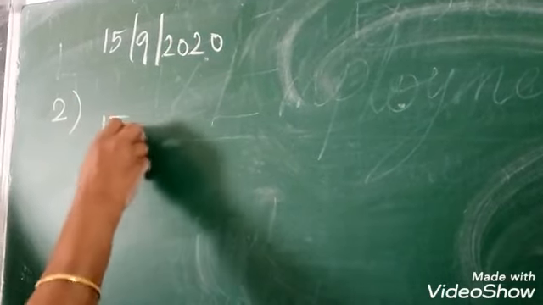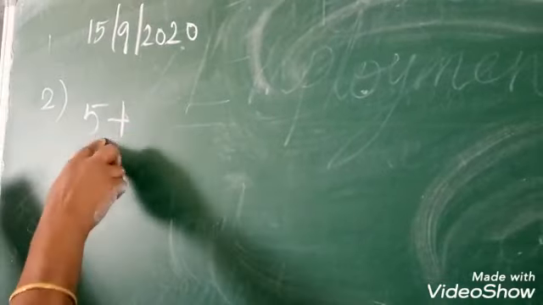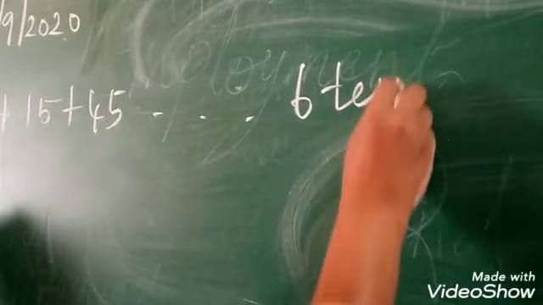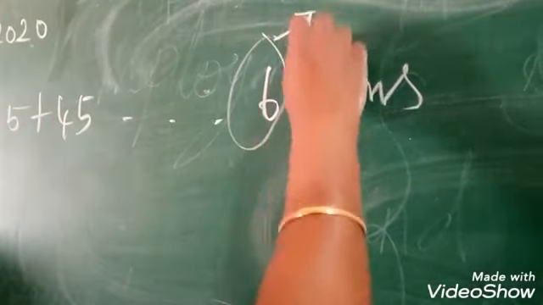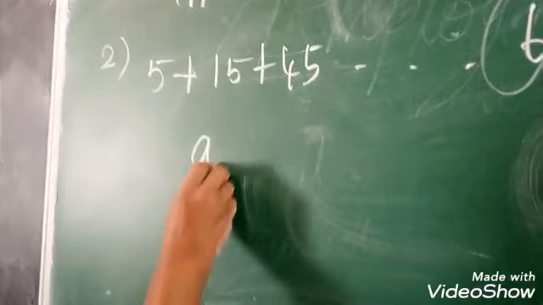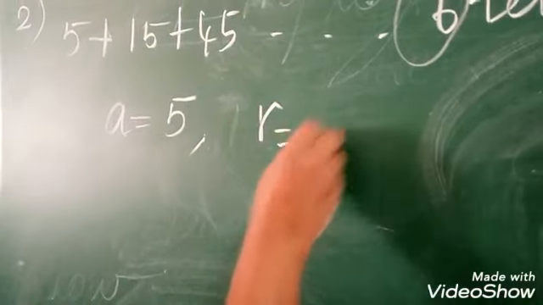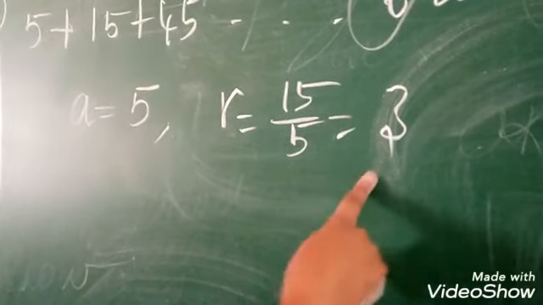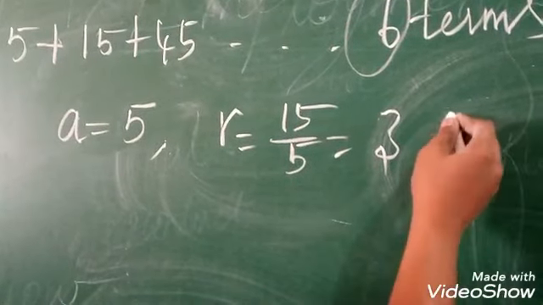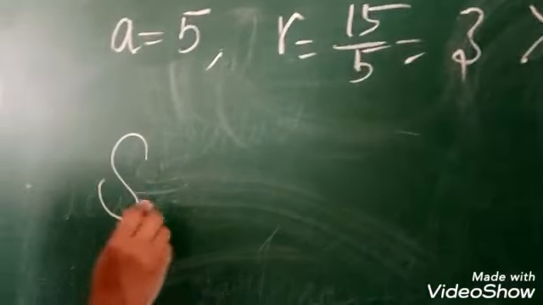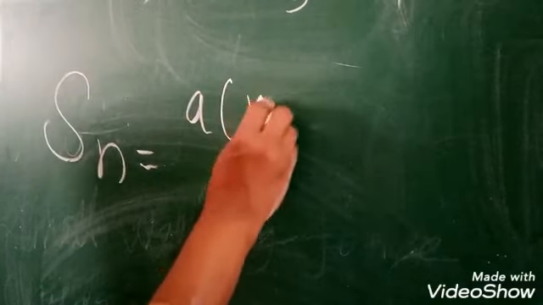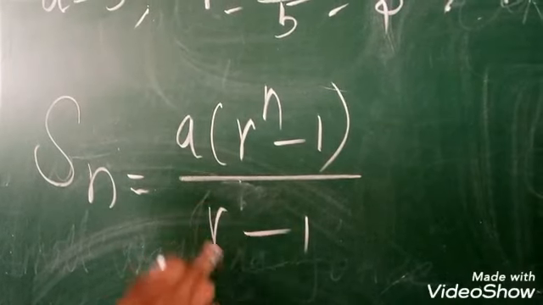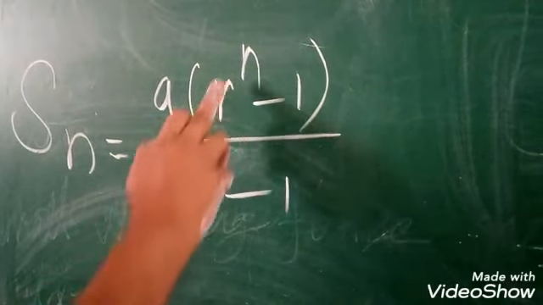Second sum: find the sum of the first 6 terms of the GP 5 plus 15 plus 45 up to 6 terms. Here the number of terms is given, so this is considered as n. From the series you have to take A, then R, second term divided by first term. If you divide, you will get 3. Is 3 greater than or less than 1, girls? Yes, greater than 1. So we know the formula: Sn is equal to A into R power n minus 1 divided by R minus 1. Okay, the denominator is R minus 1. The power n is only for R.